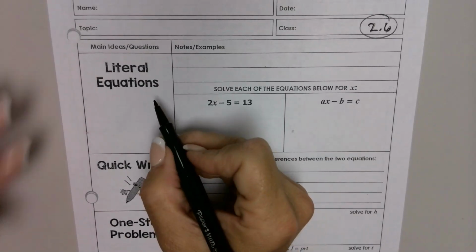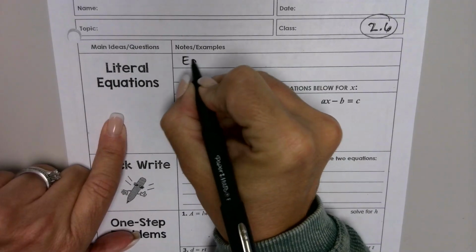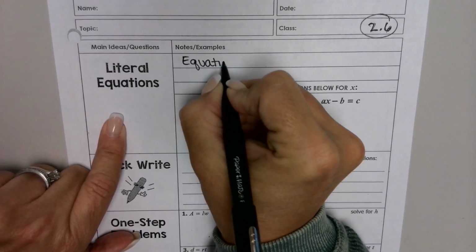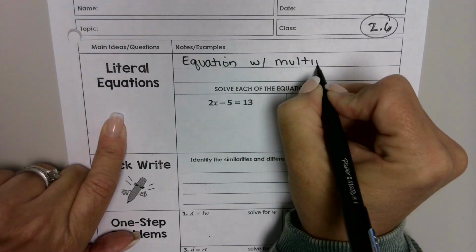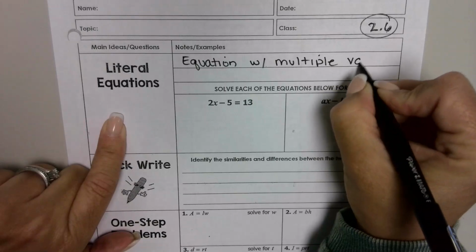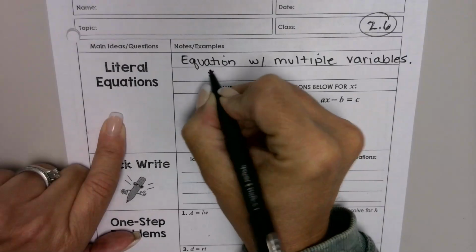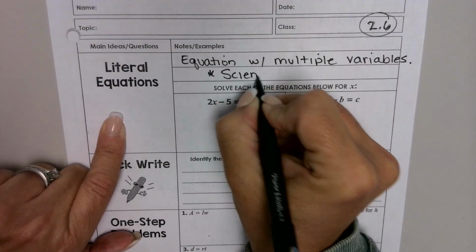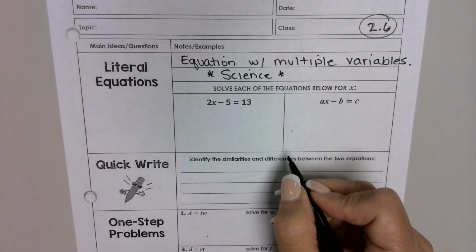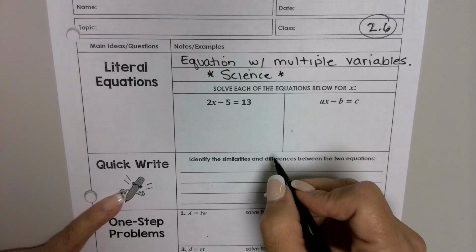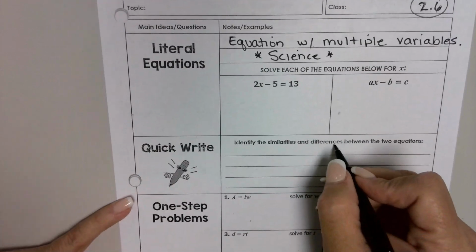So what is a literal equation? A literal equation is an equation with multiple variables. And I think the important thing is this is huge in science. So in science, you're going to have so many different formulas that you're going to use, and they're all going to be literal equations. So for example, you know some of them right now.